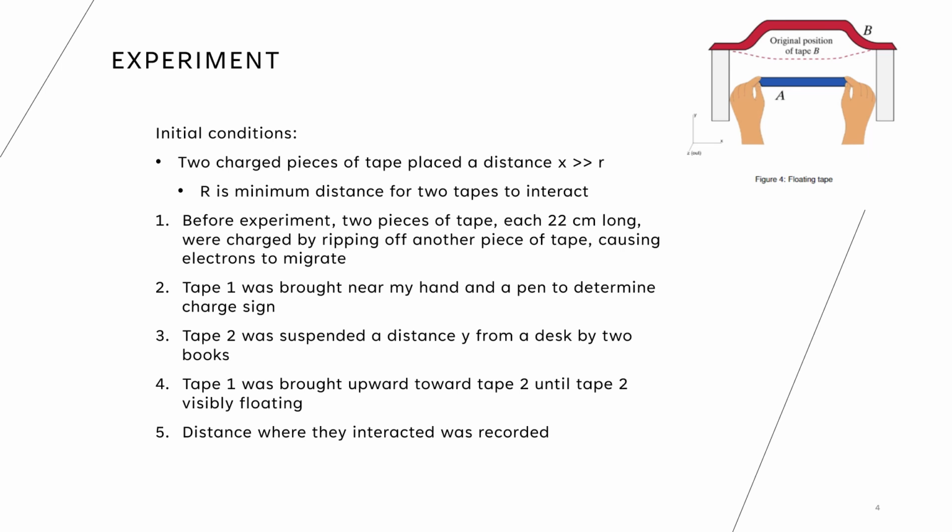So for the experiment, the initial conditions are two charged pieces of tape placed at distance x, which is much greater than r, where r is the minimum distance for the two tapes to interact. So at x, they're not interacting, that we can see.